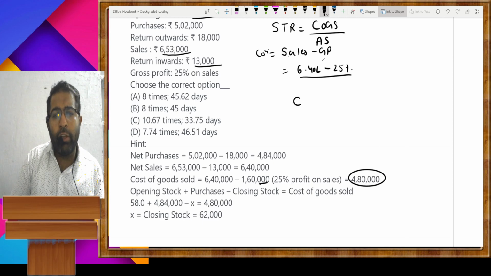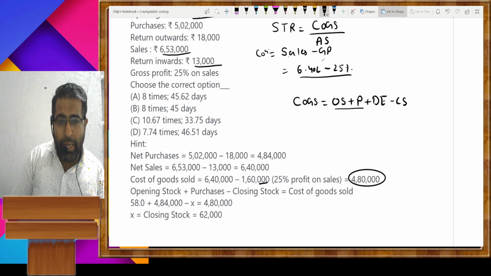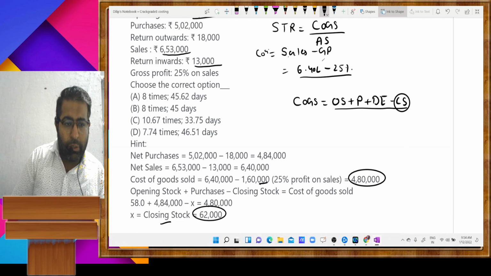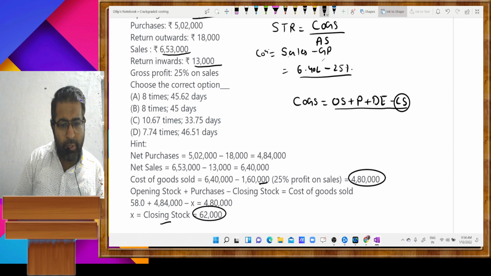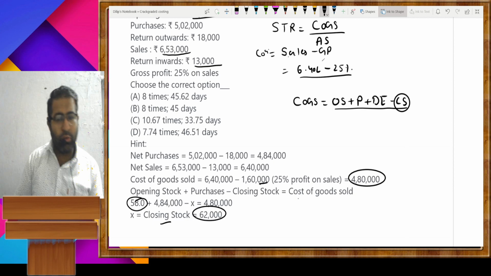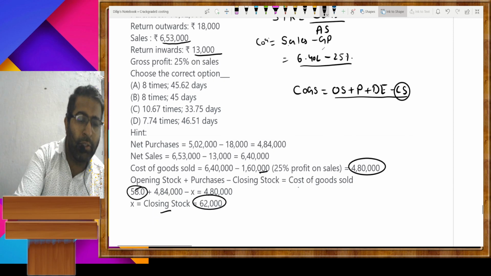And one more formula we know: cost of goods sold always equals opening stock plus purchase plus direct expenses minus closing stock. With the help of this formula we can calculate closing stock. Here we calculate it. Closing stock is 62,000. Opening stock is given, 58,000. So we can calculate average stock and make an answer.